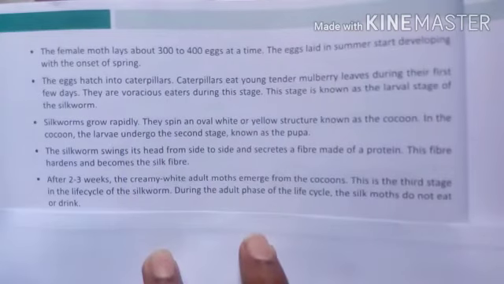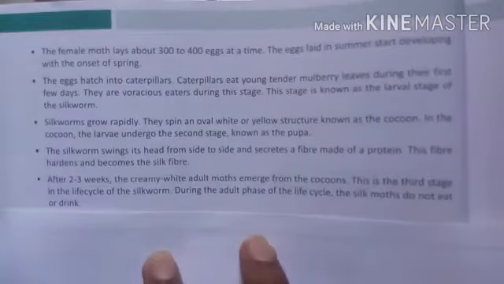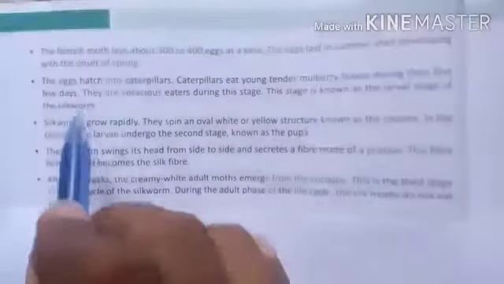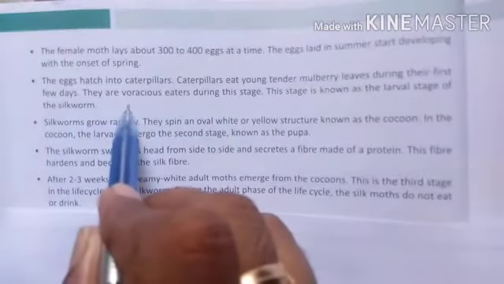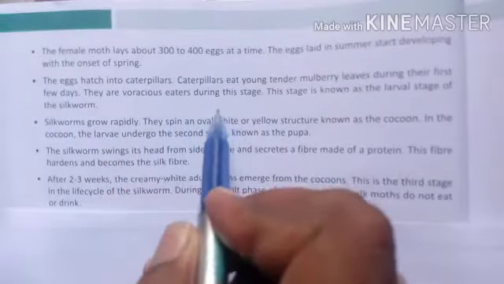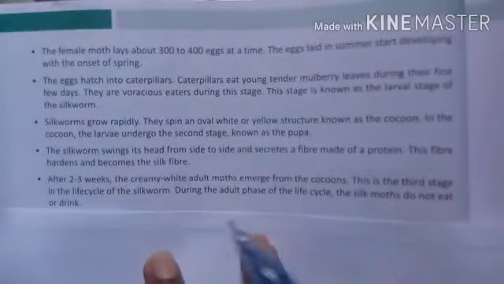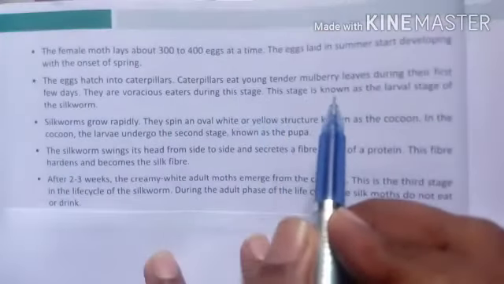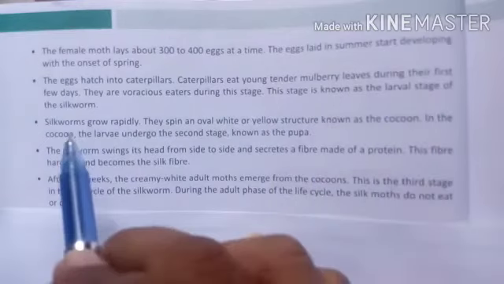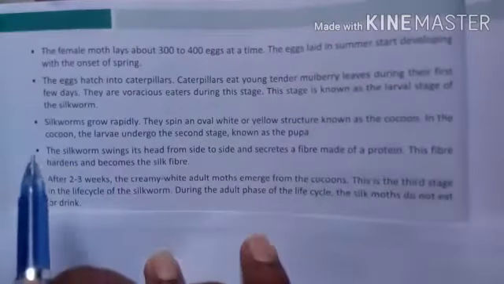The larva of a silk moth can eat only mulberry leaves. If you give them another leaf, they cannot eat. They can eat only and only mulberry leaves. They are voracious eaters during this time. Voracious means they eat as much as they can. This stage is known as the larval stage of the silkworm.